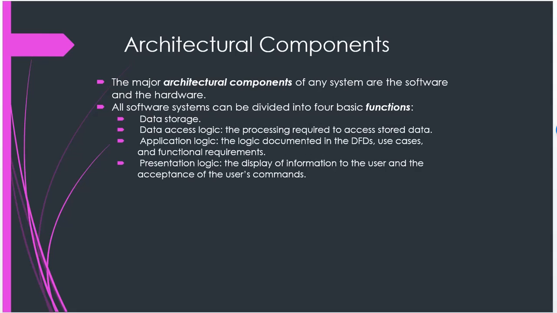So the architectural components that we need to consider when you're coming up with a system architecture are mainly 4. Number 1 is, how are you going to store your data? So there's the issue of data storage. Number 2, there's the data access logic. How do you access the data that is stored somewhere? Then there's the application logic. How does the application manage the various business rules, the various data flows, as well as the use cases? And then there's the presentation logic. What do you display to a user, as well as how do you display it? So we'll look at these 4 components in the next few slides.